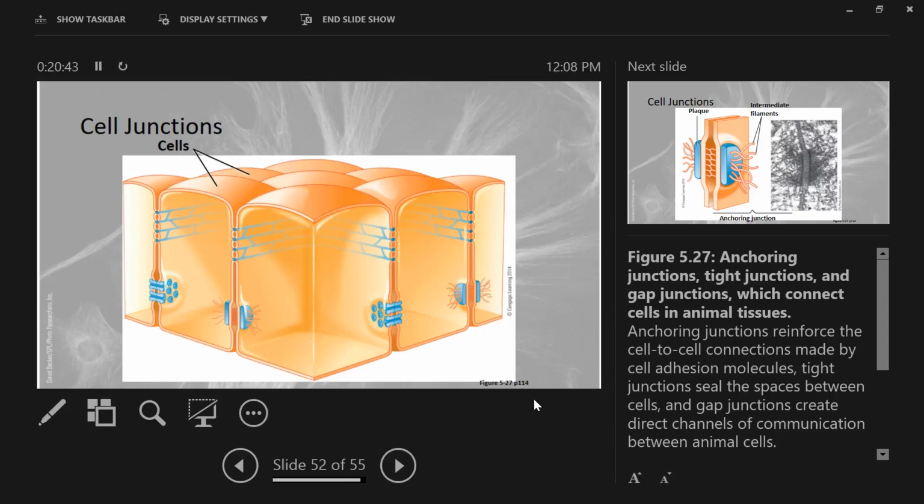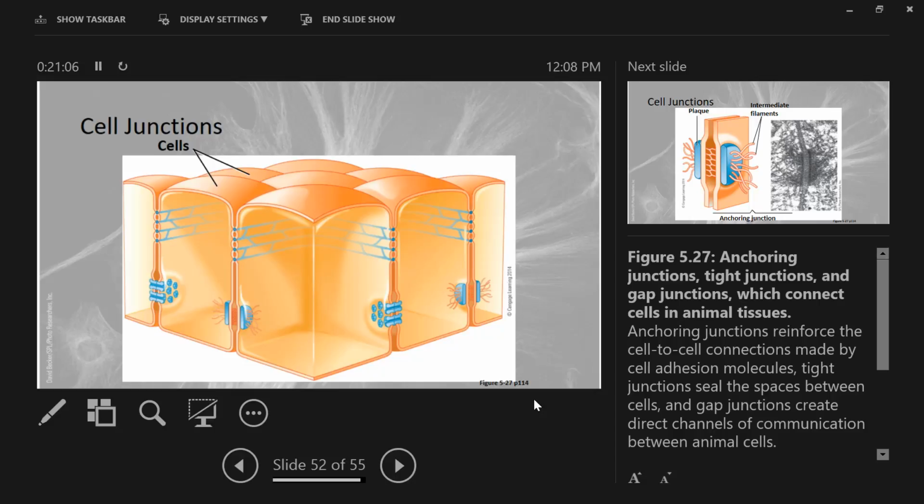So here are a couple of images, actually several images. Here are all three cell junctions modeled in a single image. And so here you have adhesion junctions. No, sorry, these are tight junctions. So here you have tight junctions holding the membranes so close together, fluid can't move in between.